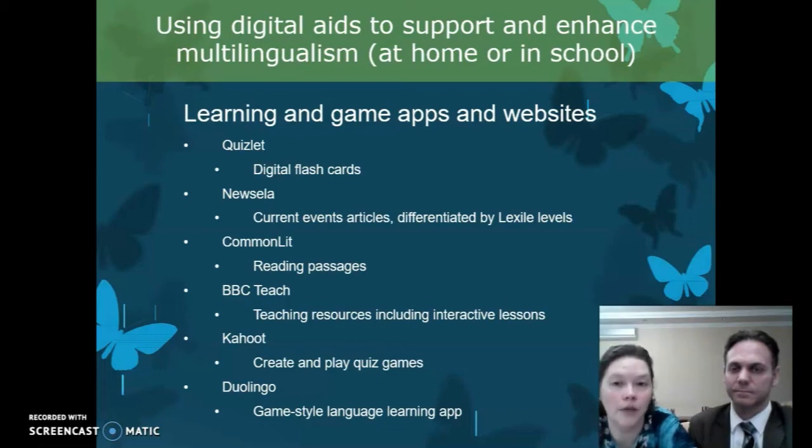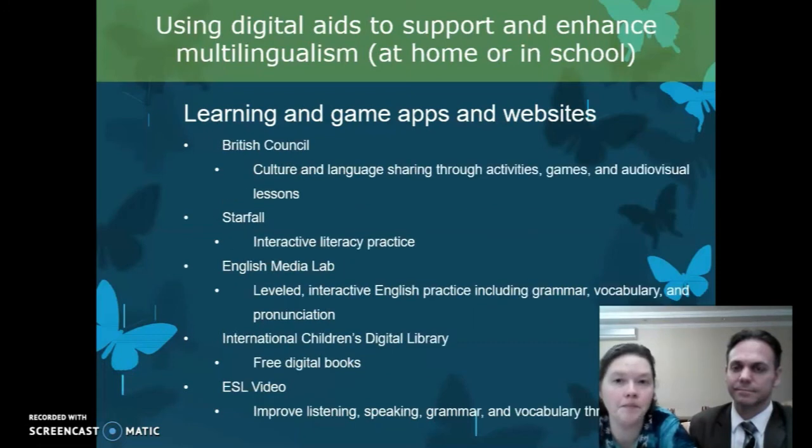CommonLit is for reading passages. BBC Teach offers teaching resources as well as ready-made interactive lessons. Kahoot, students are able to play and even create their own quiz games. This is very popular right now here in Kazakhstan and in the US. Duolingo, you may be familiar with. It's a game-style language learning app.